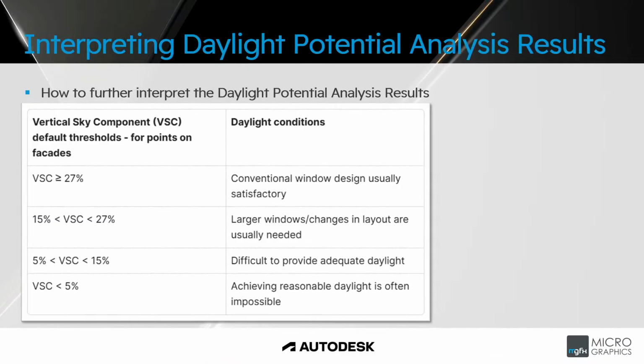How to further interpret the daylight potential analysis results. If the VSC score is equal or greater than 27%, this means conventional window design is usually satisfactory. 15 to 20%, larger windows or design changes are usually required. 5 to 15%, it is difficult to provide adequate daylight. It will require some artificial lighting. Less than 5% generally means achieving reasonable daylight is often impossible.